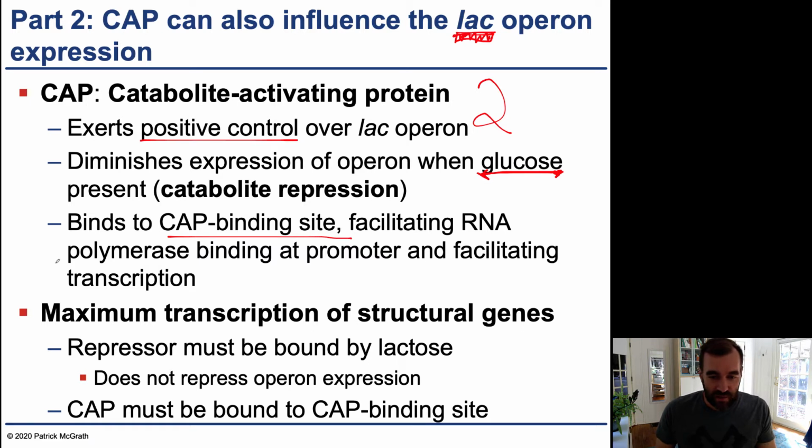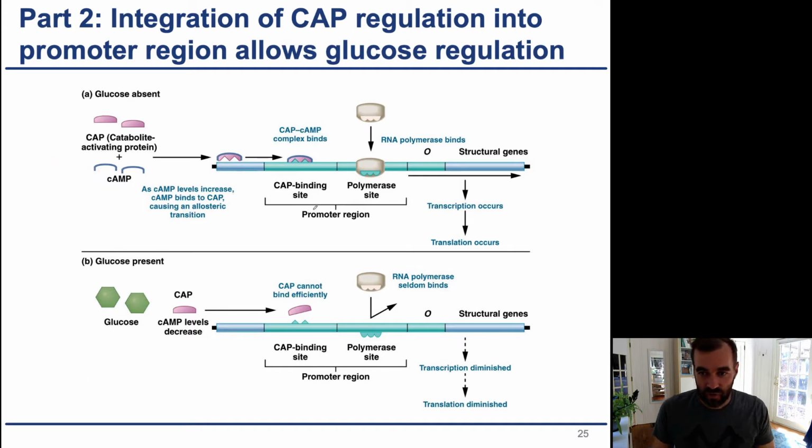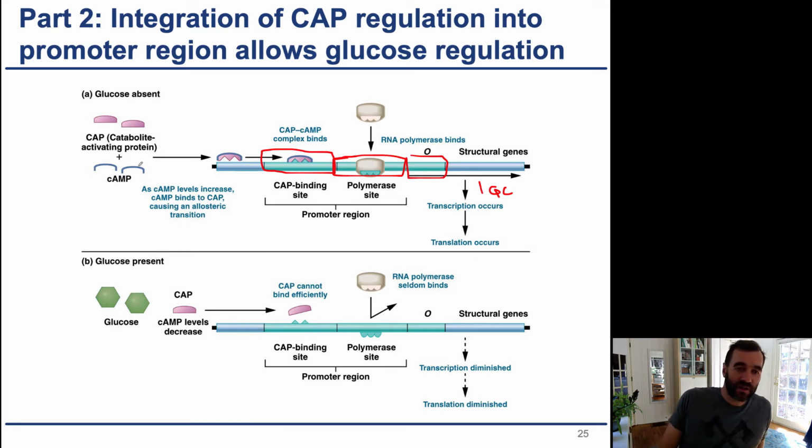The maximum transcription of the structural genes occurs when the repressor is bound by lactose, or actually allolactose, so it does not repress the operon expression, and then CAP is also bound to the CAP binding site. So we are looking at the lac operon one more time, and we have the operator site, we have the polymerase site, the promoter, and now we're adding a region within the promoter that shows where the CAP protein binds. And CAP, again, is an example of an allosteric regulator.